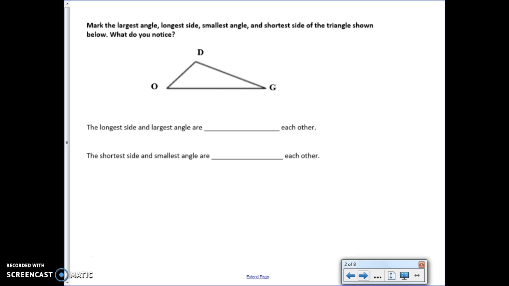What do you notice? So go ahead and pause the video here and mark all of that and see if you can fill in these blanks. Alright, as I'm filling this in, here's the smallest angle. And here is the largest angle. This is the longest side, and this is the shortest side.